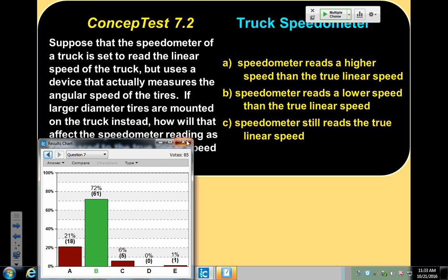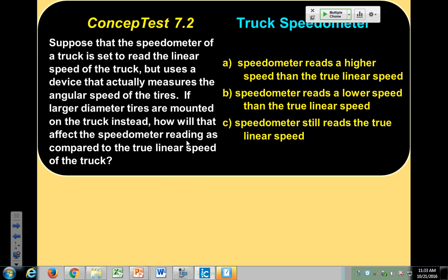Okay, good. It is going to read a lower speed. So this is the true speed. V is equal to omega R. Omega is going to stay the same for your vehicle, but if you increase R, that increases V. So if you put bigger tires on your truck, then for the same revolutions per second, your truck will actually go at a faster speed. But your speedometer still thinks you got those little bitty tires on your truck, and so it reports a lower speed than what you actually are traveling.